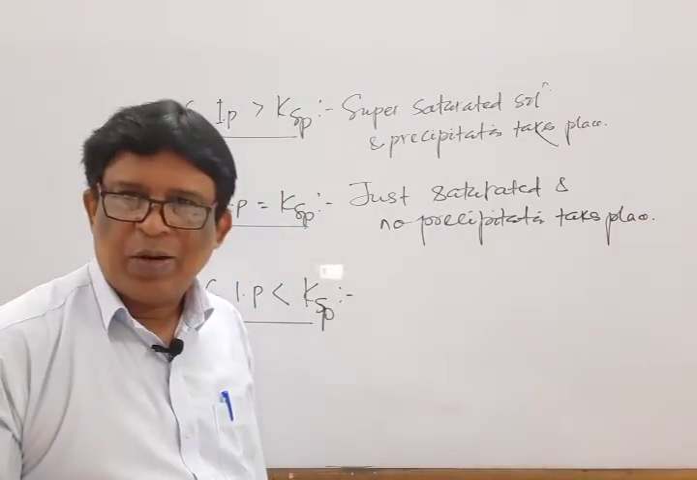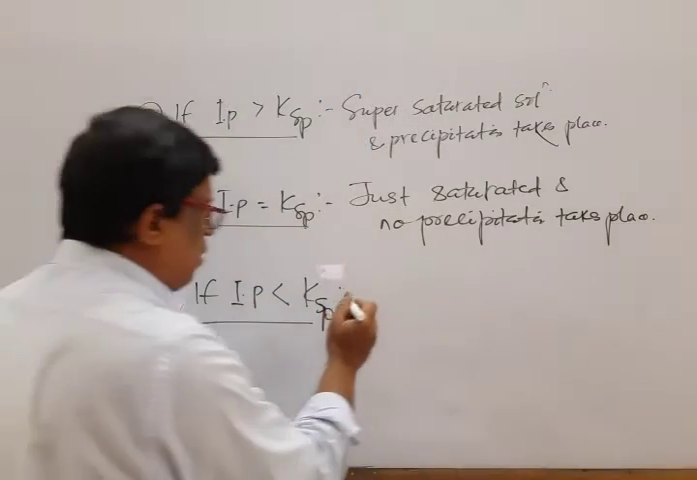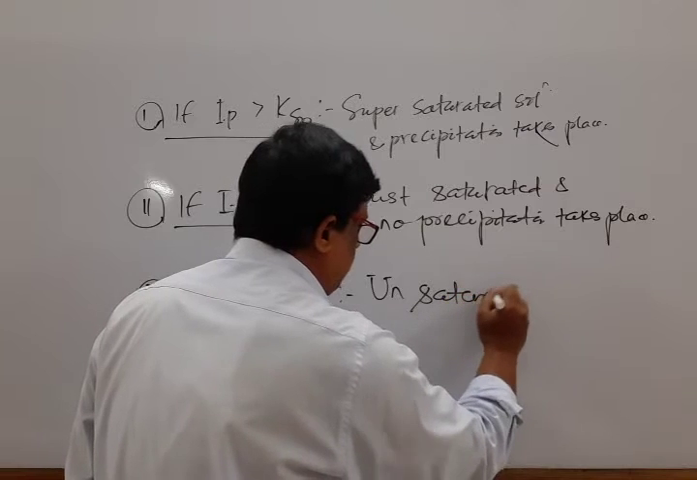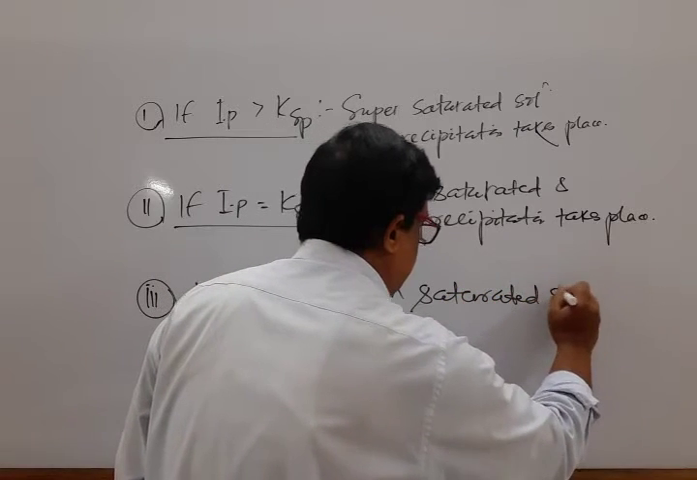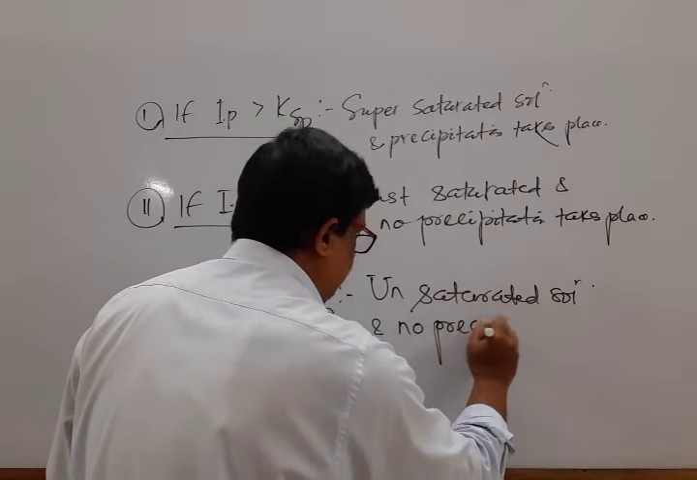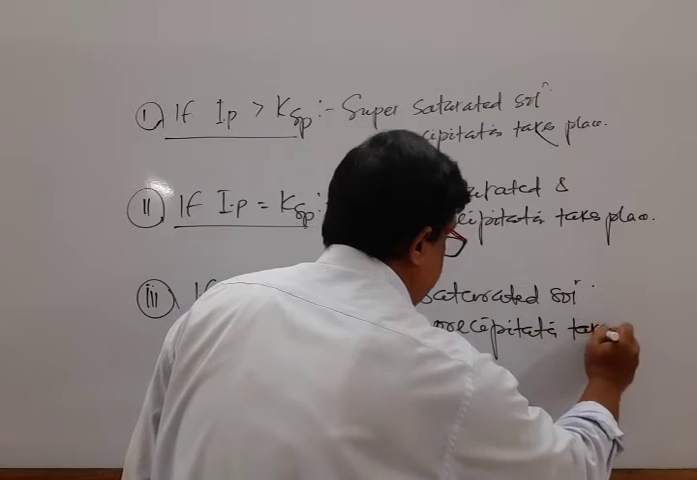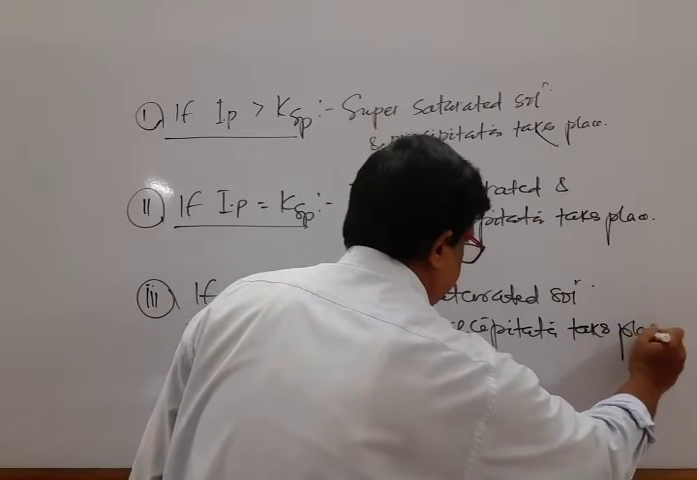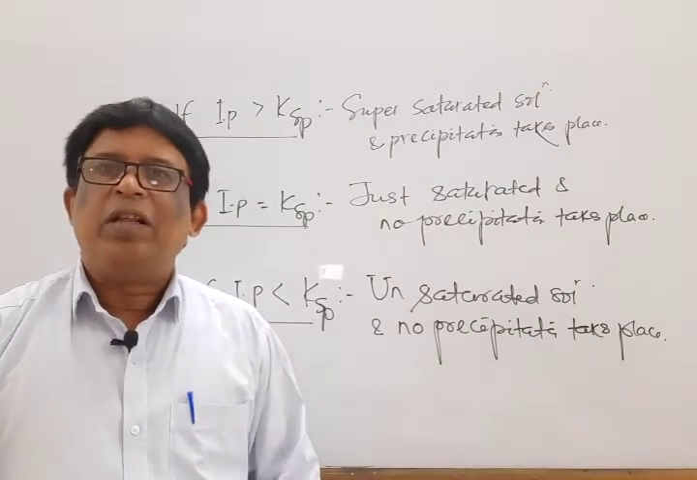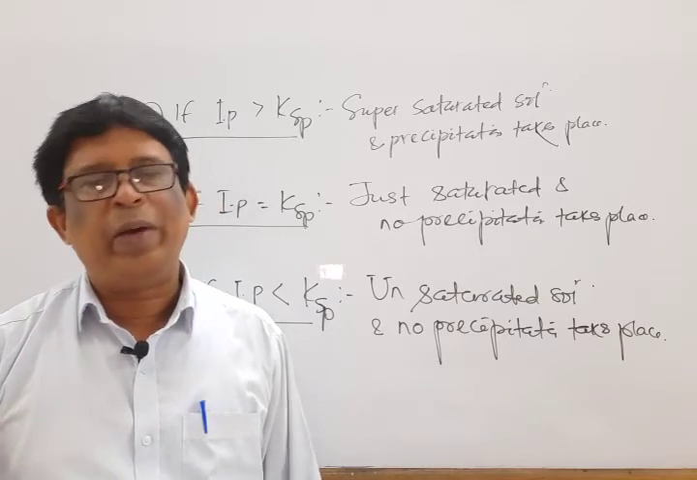Okay, and the third one is when the ionic product is less than its solubility product, then it is known as an unsaturated solution, and no precipitation takes place. Okay, it is all about the application of solubility product. That is, students, phase 1.